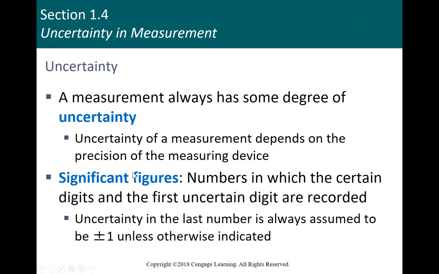We actually use significant figures, and the uncertainty is going to be found in the last digit, and it's always assumed to be plus or minus 1 unless otherwise noted. So on that last example, I said 20.15, I said 20.14, or 20.16 is acceptable because that's plus or minus 1 from that uncertain digit.